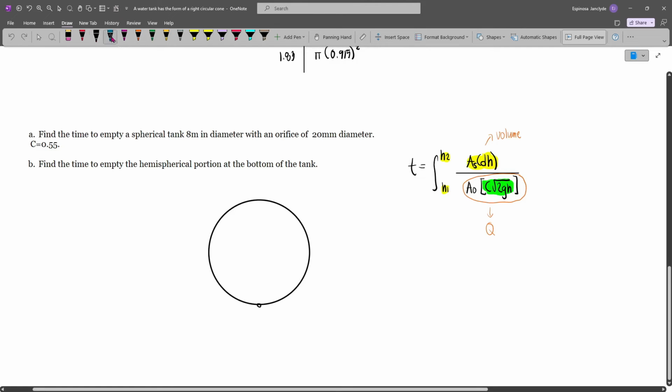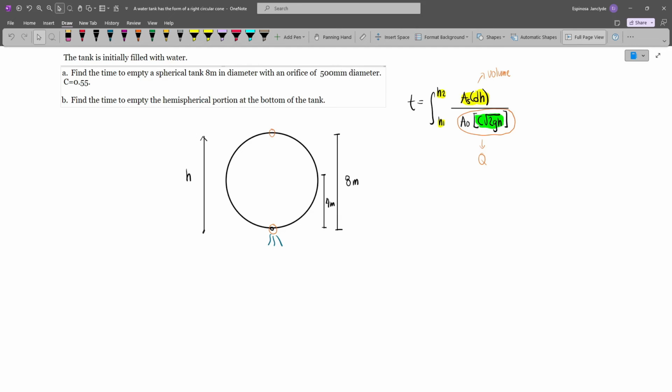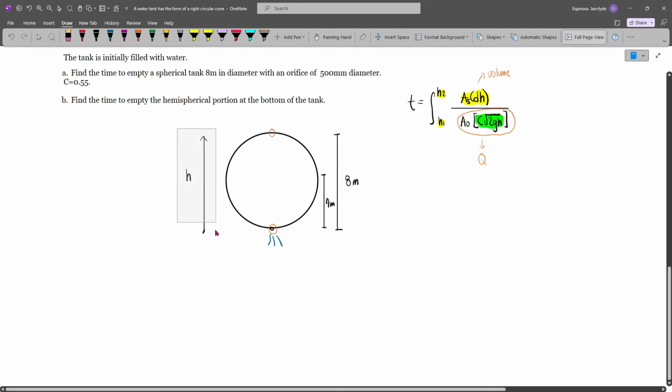Now by the way, the tank is initially full of water. Now, let's actually change our diameter because this will give us unrealistic answers. Let's just change this into 500. Essentially, we will do the same thing here. First, we will define this as our h.